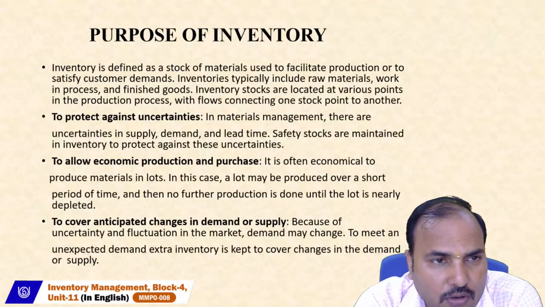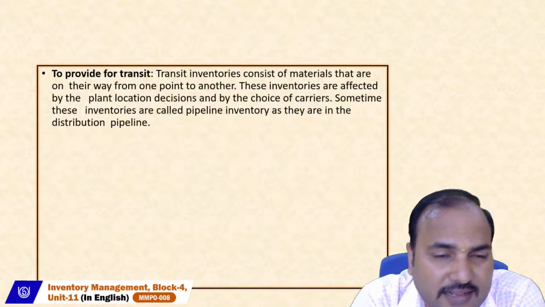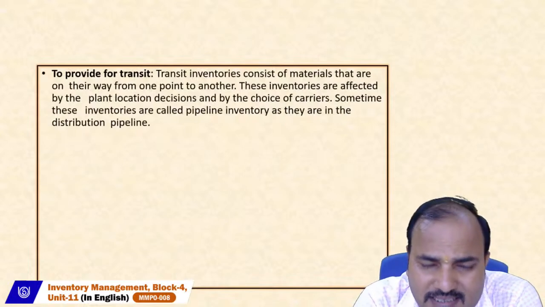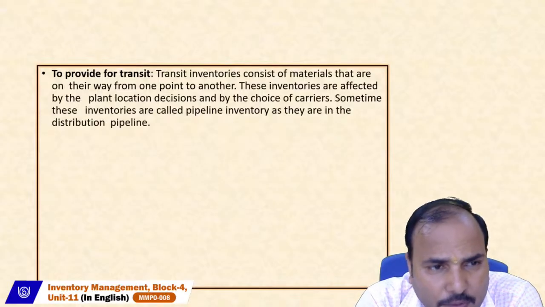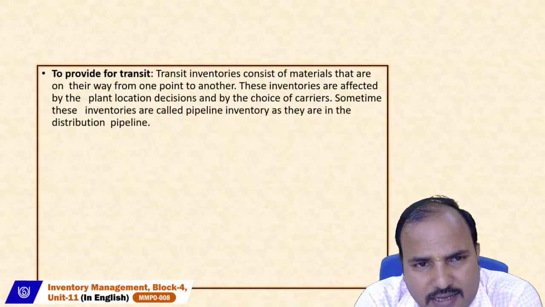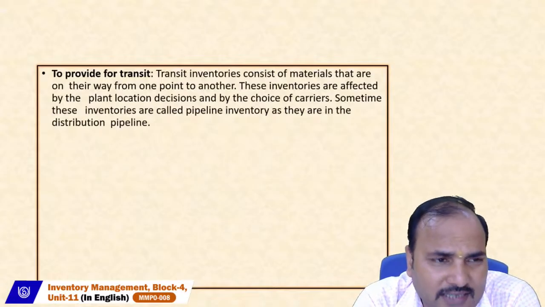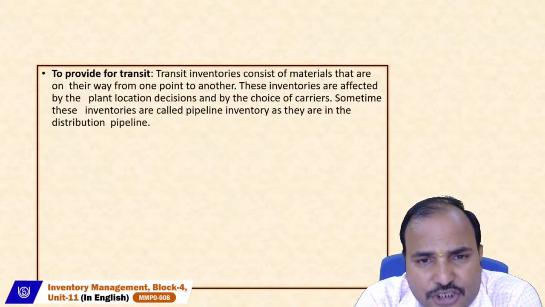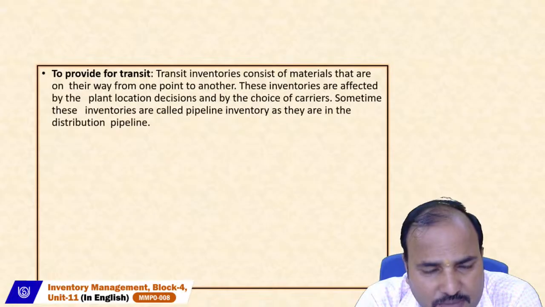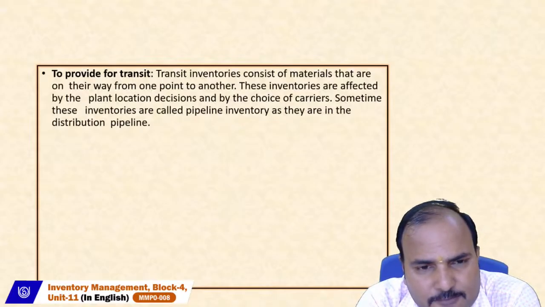Another purpose is to provide for transit. Transit inventories consist of the materials that are on their way from one point to another. Basically, these inventories are affected by the plant location decision and by the choice of carriers. Sometimes these inventories are called pipeline inventory as they are in the distribution pipeline.